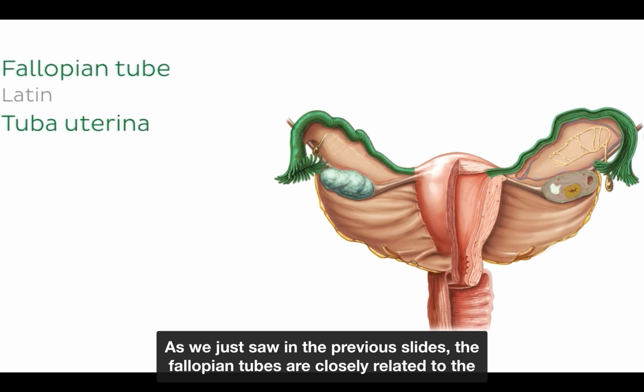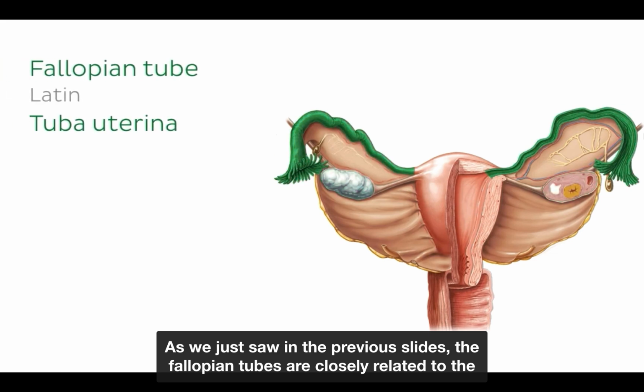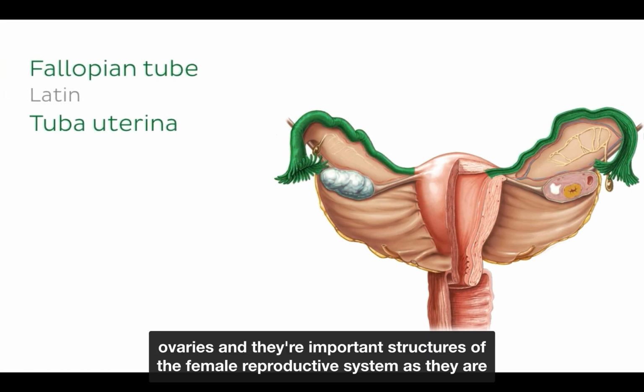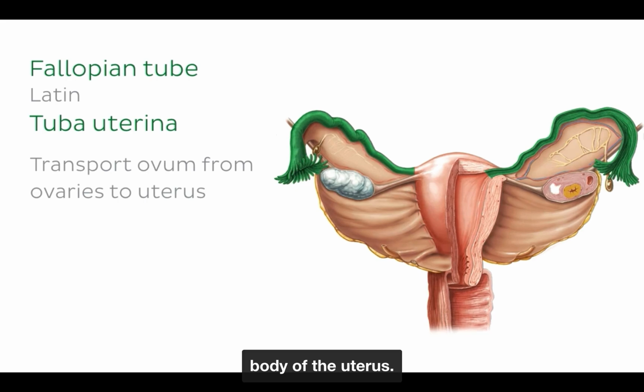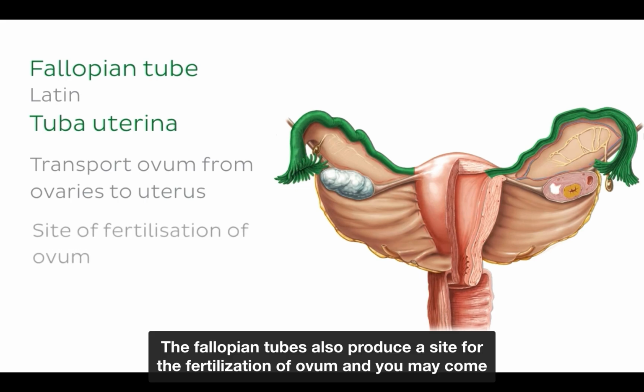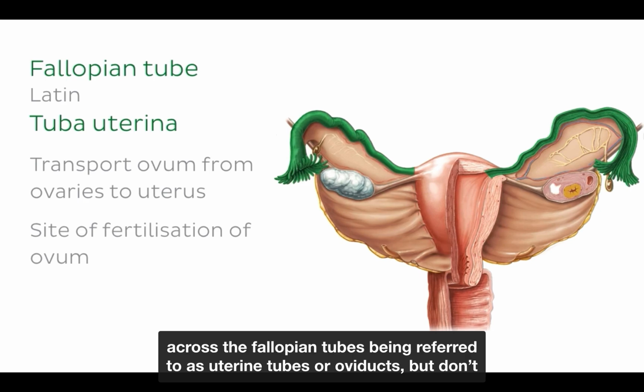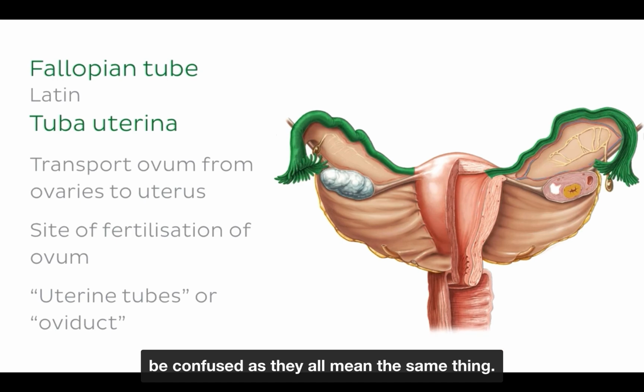As we just saw on the previous slide, the fallopian tubes are closely related to the ovaries. They're important structures of the female reproductive system as they're involved in the transport of the ovum from when it is released from the ovaries to the body of the uterus. The fallopian tubes also produce a site for the fertilization of ovum, and you may come across the fallopian tubes being referred to as uterine tubes or oviducts, but don't be confused as they all mean the same thing.